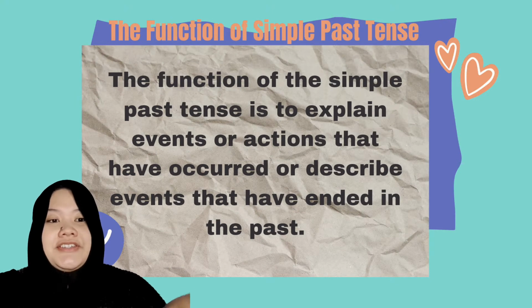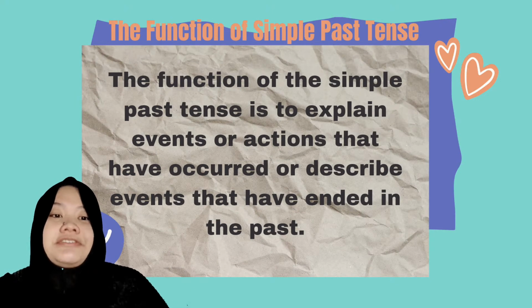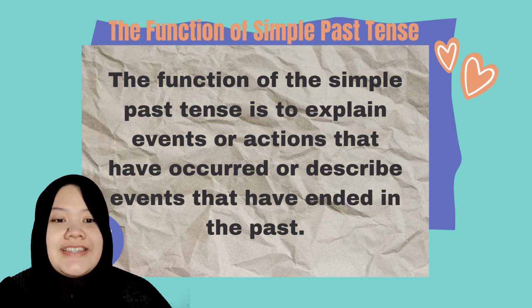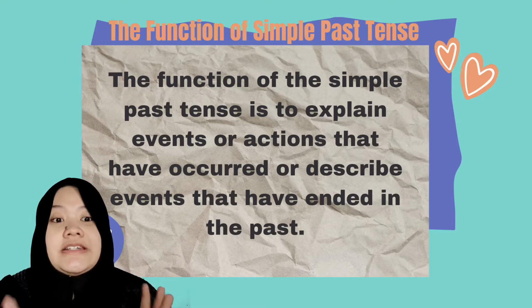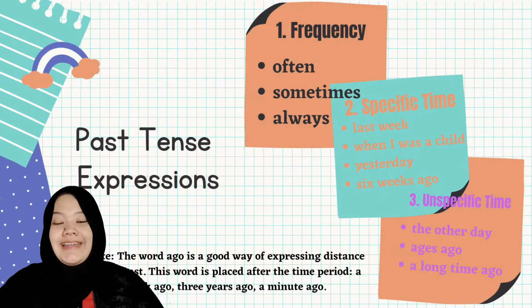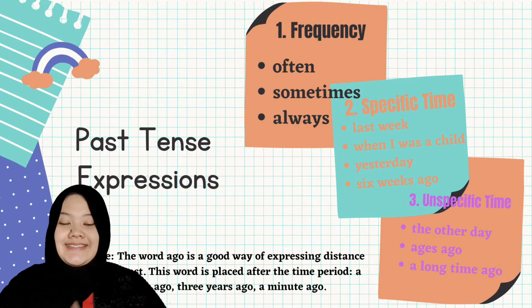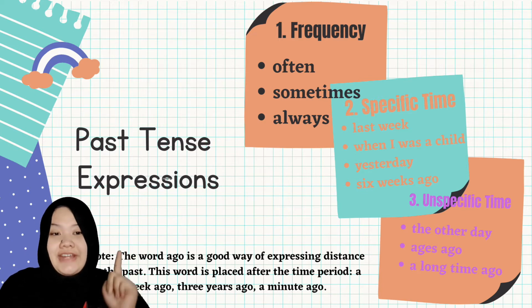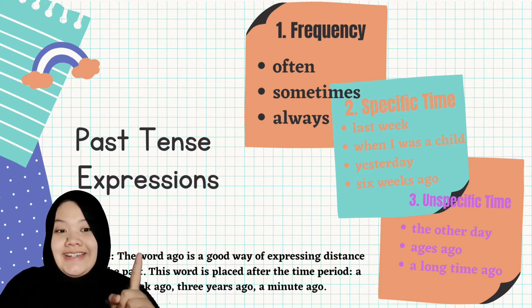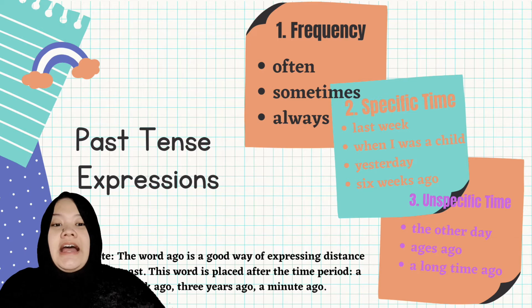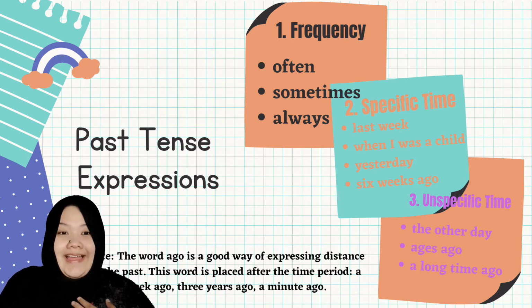Then, the function of simple past tense. The function of simple past tense is to explain events or actions that have occurred, or describes events that have ended in the past. That is the past tense expressions. There are three past tense expressions. The first is frequency, such as often, sometimes, and always. For example, the first sentence is: I often brought my lunch to school.